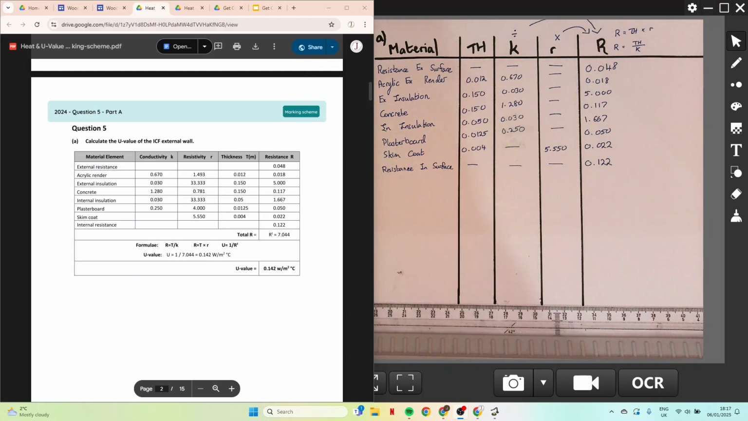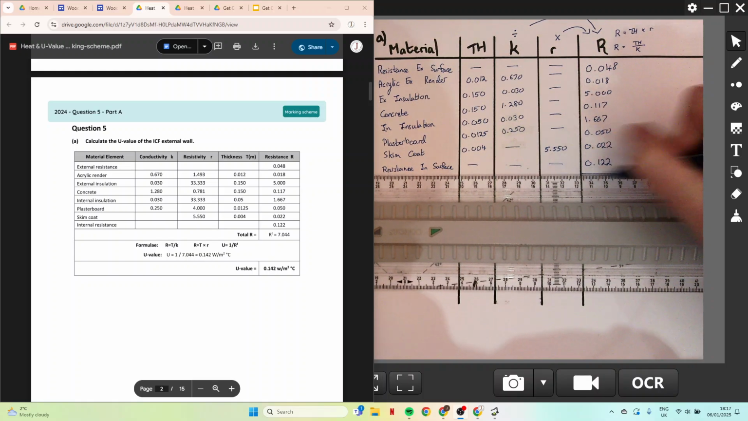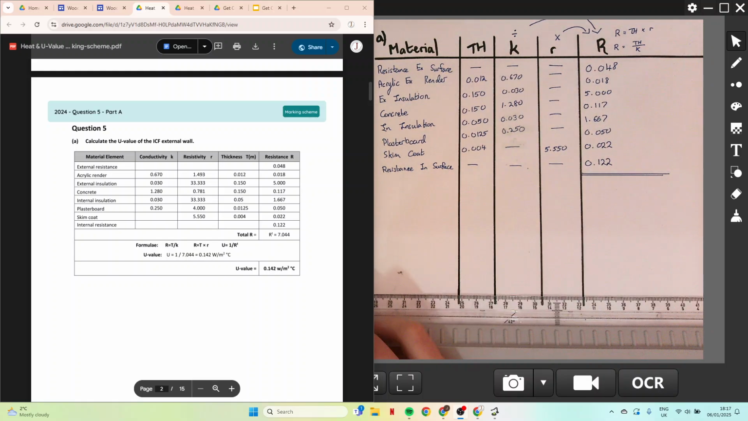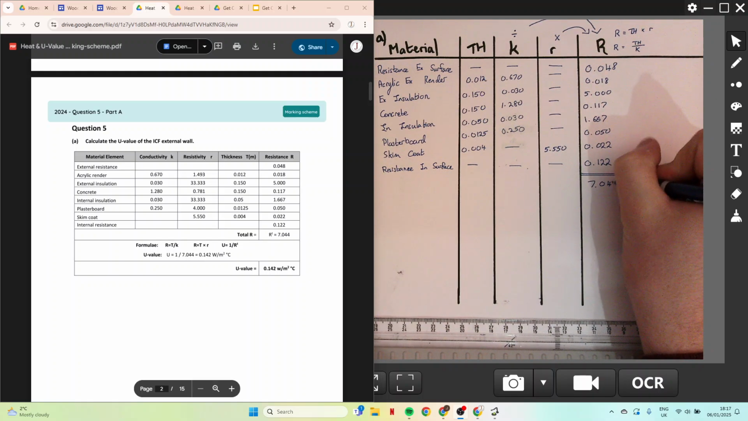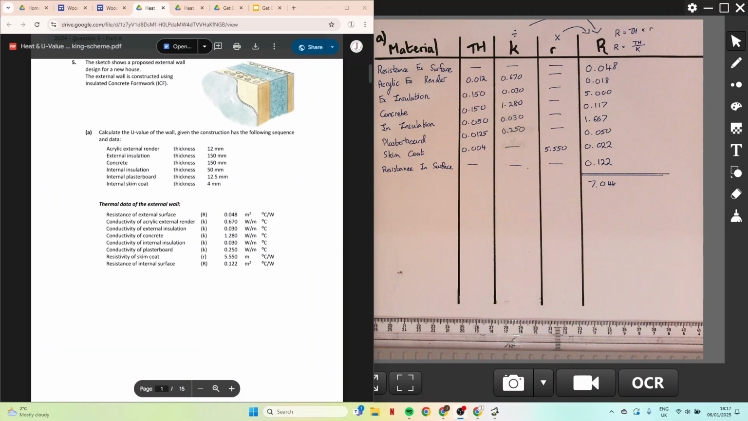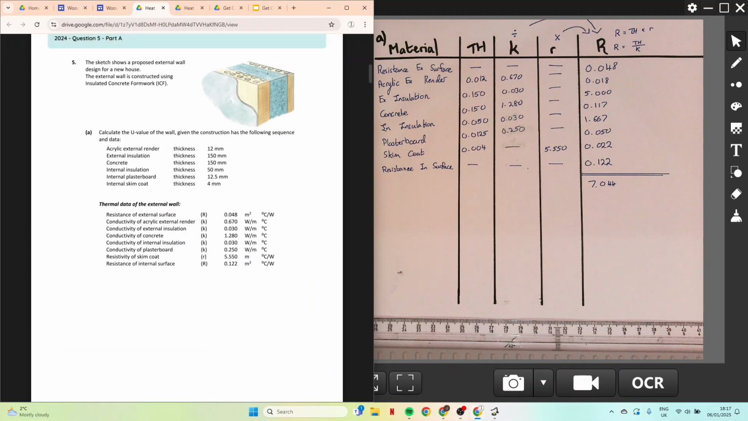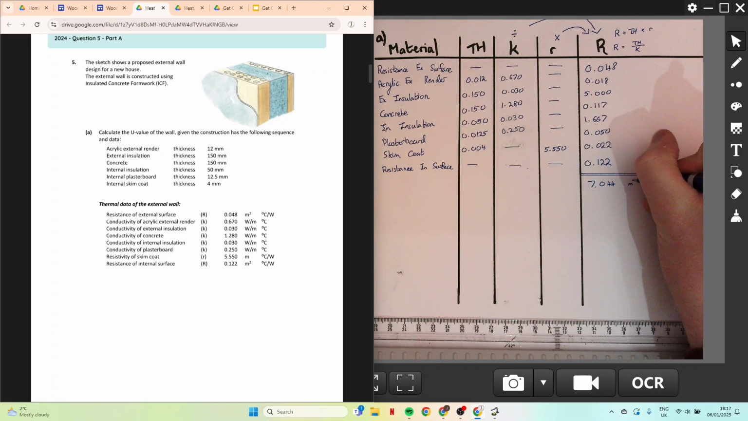And now I get down to my total resistance. Okay, in this case, my total resistance is going to be 7.044. Again, making sure we're going along and using our normal formulas. And also you can add in here our units. If you're unsure what the units are, a very handy trick I learned years ago was to look at the R and you can see the units beside it. So in this case for our R, it's meter squared degrees per watt.